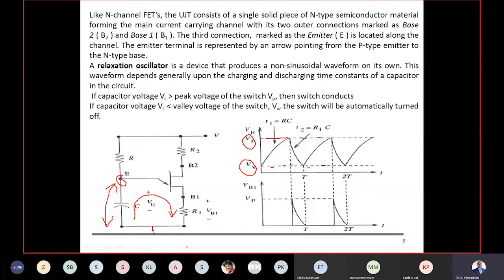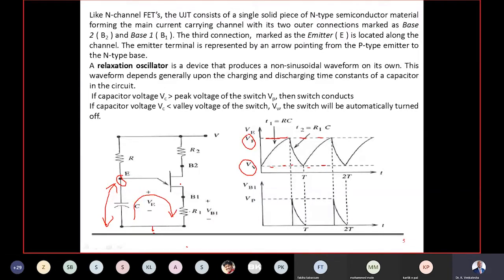When the emitter voltage is lesser than the valley voltage, then my switch will be turned off. That's something similar to my holding current. In the SCR, what we say is holding current. Latching current, I say, is 25 milliamps. Holding current will normally be one third of that, maybe some 7 milliamps. If my anode current is more than the latching current, SCR turns on. If the anode current is less than the holding current, SCR will be turned off. Same thing here also, but in terms of the voltages.